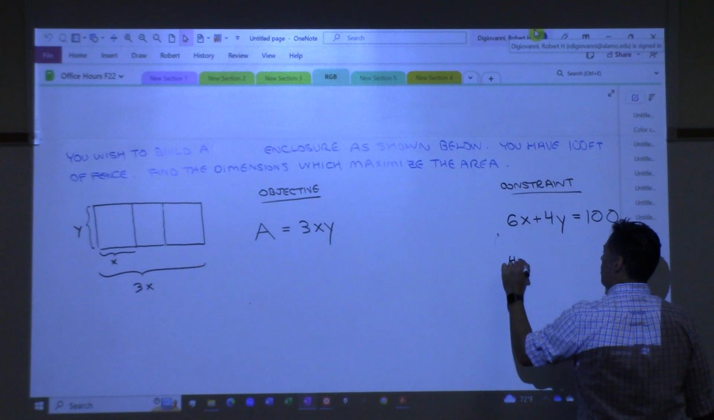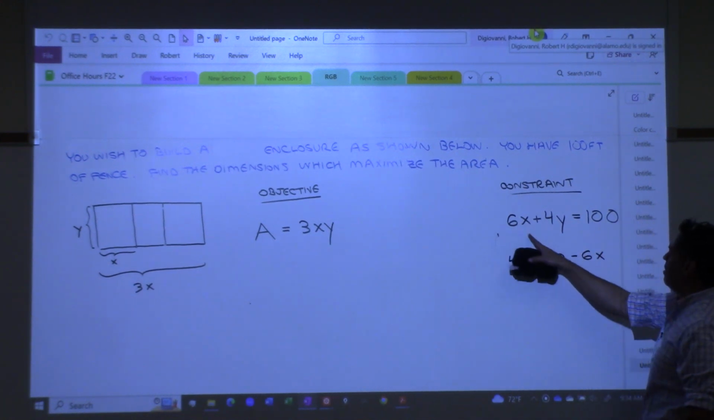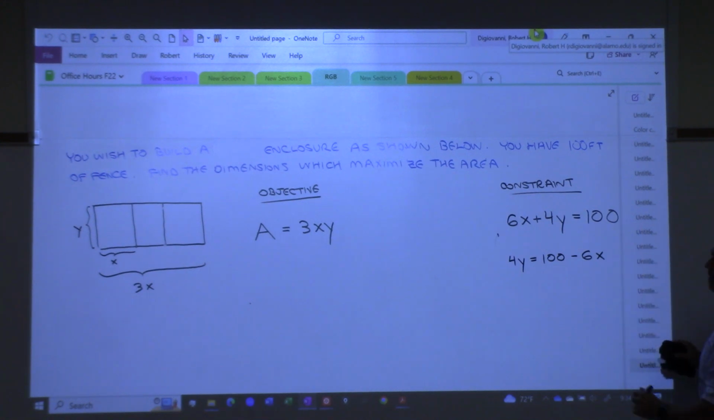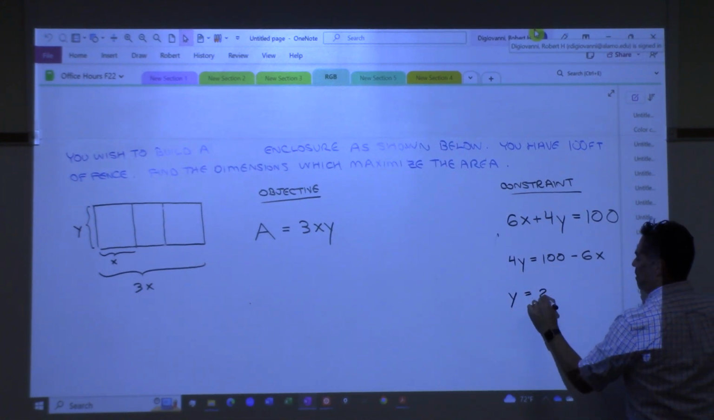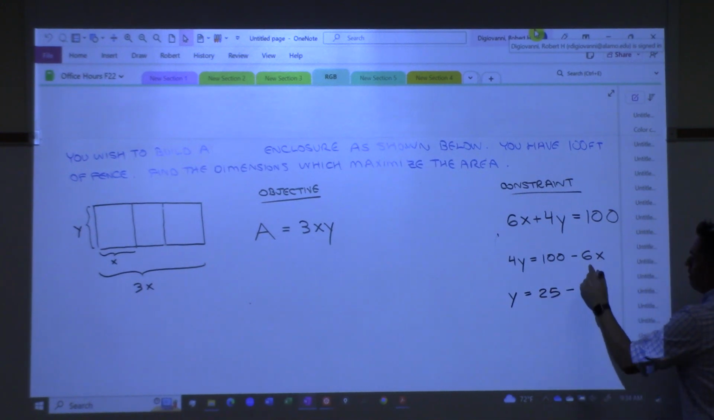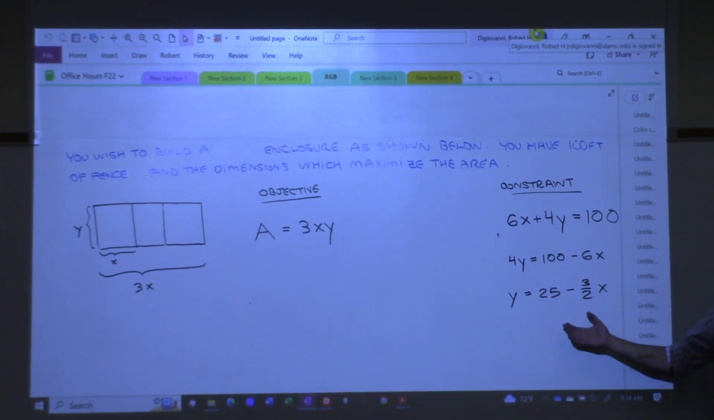So I'm going to first move the 6x to the other side by subtracting it. Then I'm going to divide by 4. 100 divided by 4 is 25. And 6 divided by 4 is 3 halves, right? Because when you divide 6 by 4, you can reduce that fraction to 3 over 2. Any questions here?